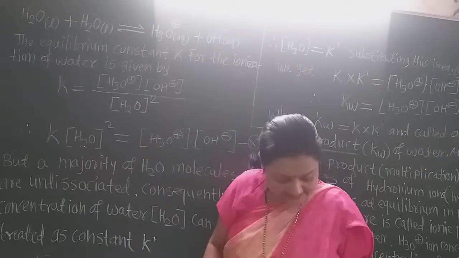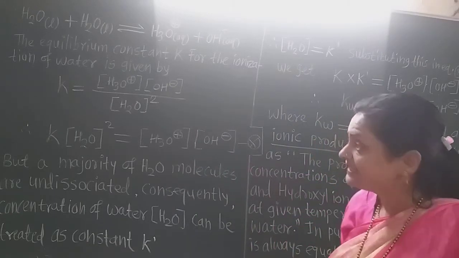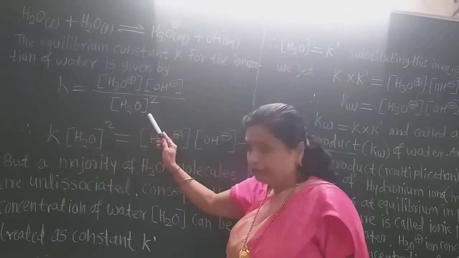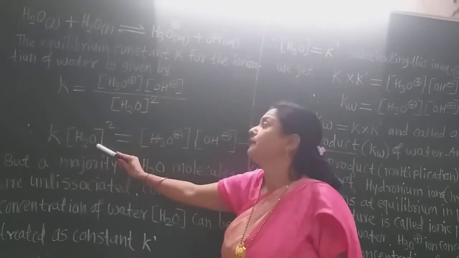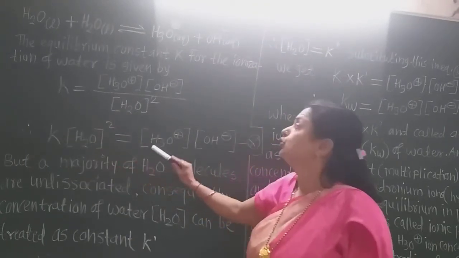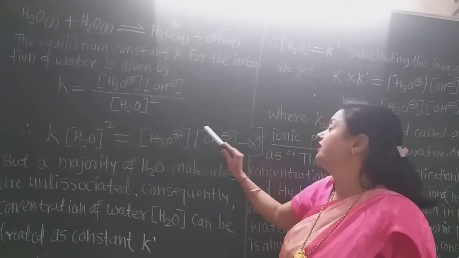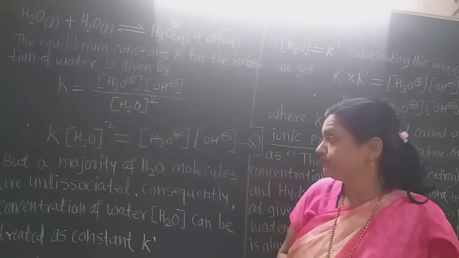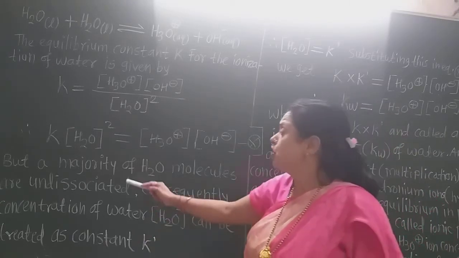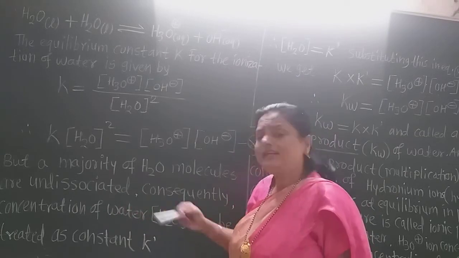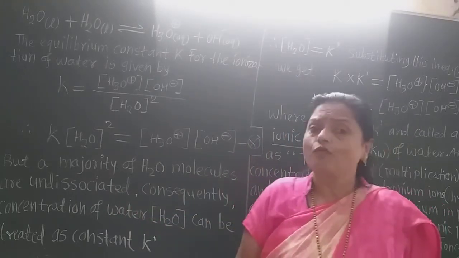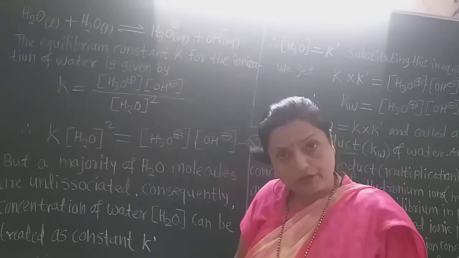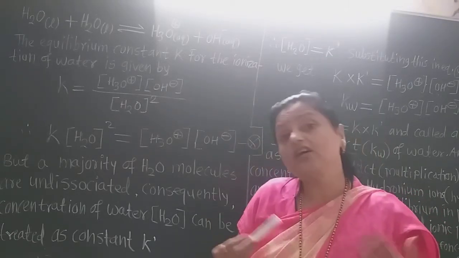Suppose this is equation X. What is that? K, that is the equilibrium constant of water, into concentration of water bracket square is equal to H3O plus concentration into OH minus ion concentration. This is equation X. But a majority of water molecules are undissociated, because we know that water dissociates very little. So the majority of the water molecules remain as they are, that is undissociated.